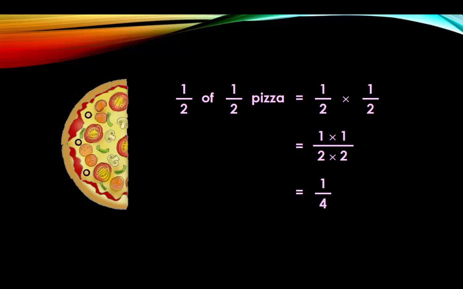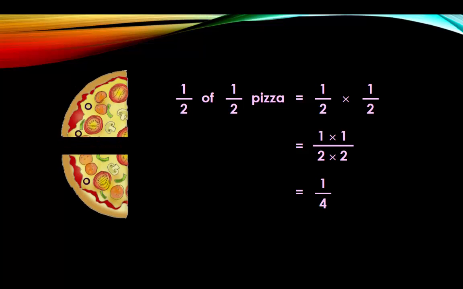Let's see this example. What is 1/2 of 1/2 pizza? So if I have 1/2 pizza, not a whole pizza, but only 1/2 pizza, and then 1/2 of 1/2 pizza means 1/2 times 1/2, or it means I slice the 1/2 pizza into two parts. Okay, so 1/2 of 1/2 pizza means 1/4.